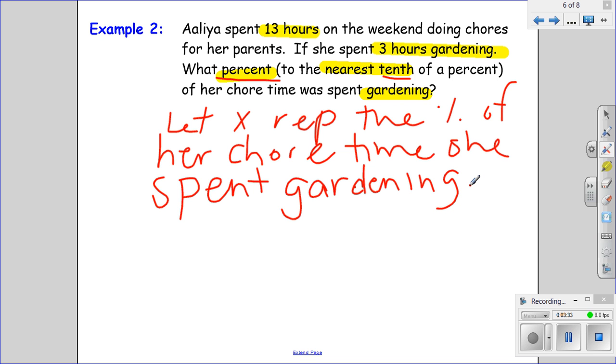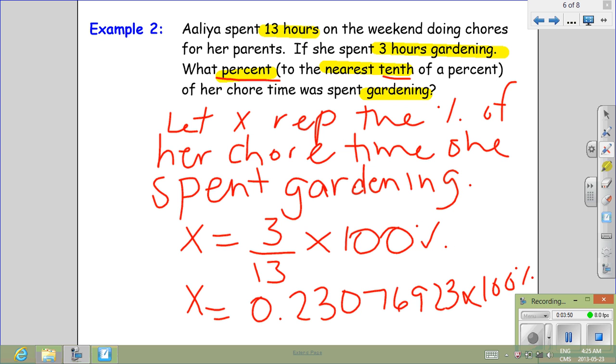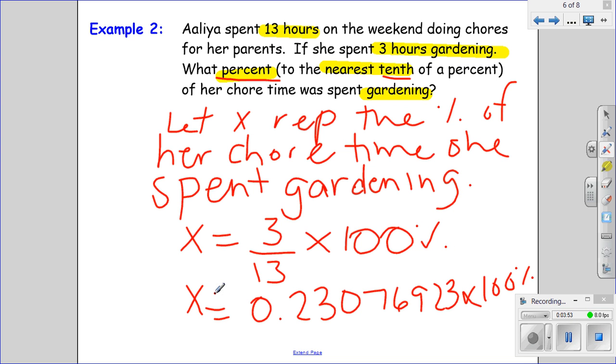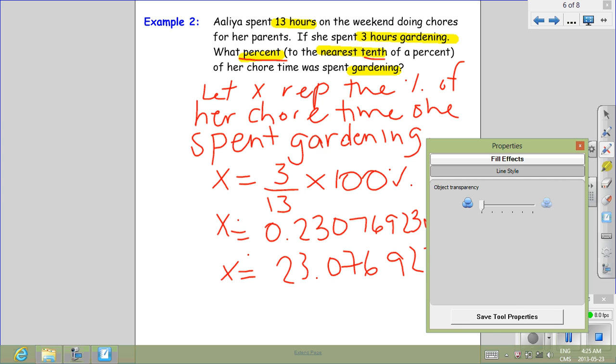Now she spent 3 hours out of 13. Well, that's a fraction. 3 hours out of 13 hours. Now when I work with that, that's representing the amount of time she spent as a fraction, but I need it as a percent, so I have to multiply by 100%. So that ends up giving me approximately 0.23076923 times 100%. And when I multiply that by 100%, I get 23.076923%.